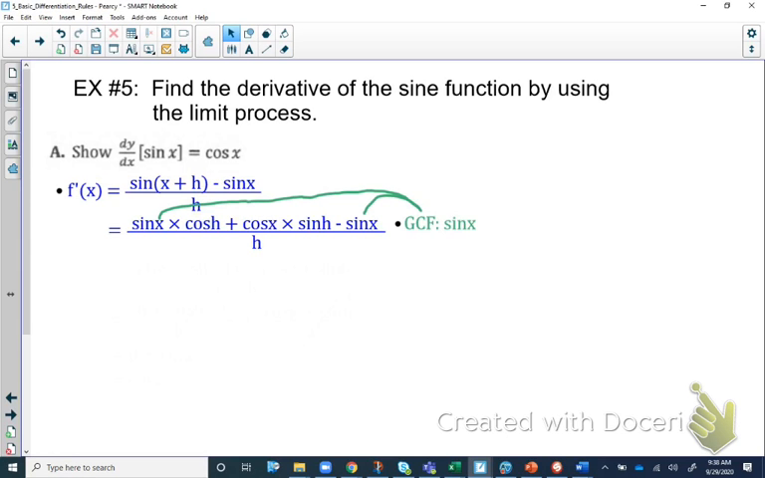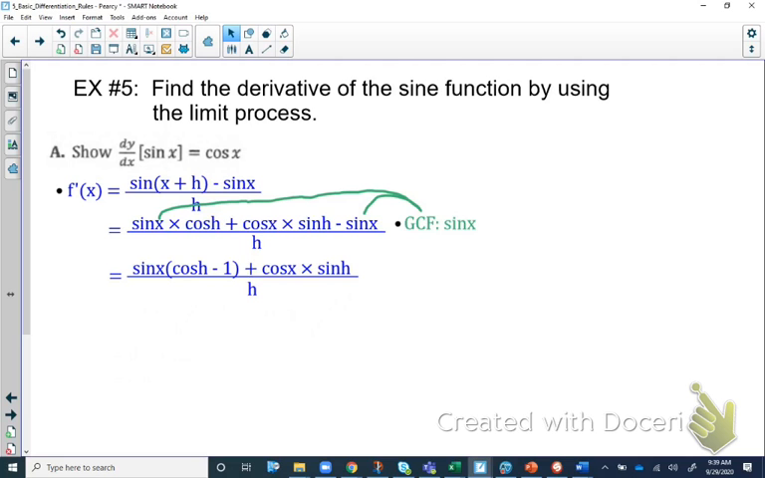Now what we're going to look at here is that we do have sine of x as a common factor that we will factor out. So when I factor out the sine of x, I'm going to wind up with this expression that says sine of x times cosine of h minus 1 plus cosine of x times sine of h. So essentially we're taking the sine of x at the end and the sine of x times cosine of h at the beginning, and we're factoring the sine of x out of there to get the cosine of h minus 1 factor at this point in the operation.